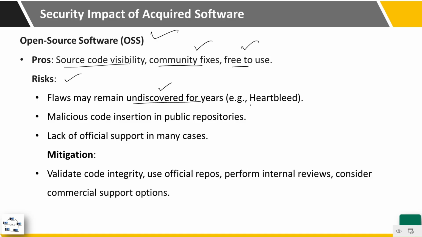For example, the Heartbleed vulnerability that was found in open source SSL affected hundreds of millions of users. Then there is malicious code insertion in public repositories. Since these repositories are publicly available, a malicious actor may insert malicious code, and once used, these repositories may result in the inclusion of these vulnerabilities inside the organization's application, and of course there is a lack of official support in many of these open source software.